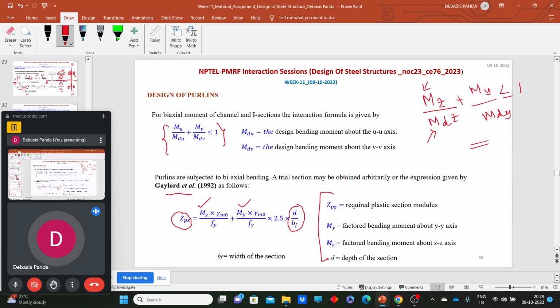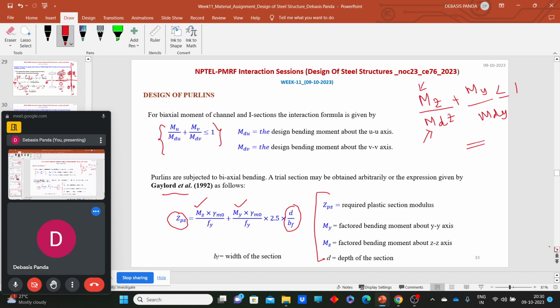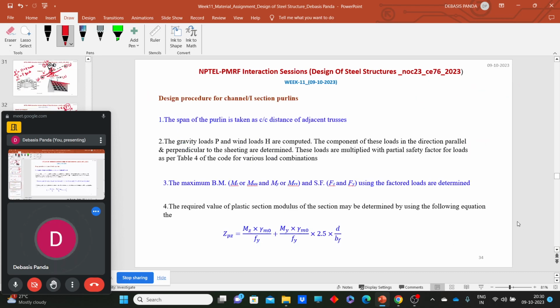So first thing, for a trial section, we need to consider the D and BF values first. Based on that, we need to calculate ZPZ, and then we need to check it. Now, when the required ZPZ is calculated, we can go for the next step. So basically, what are the design procedures?